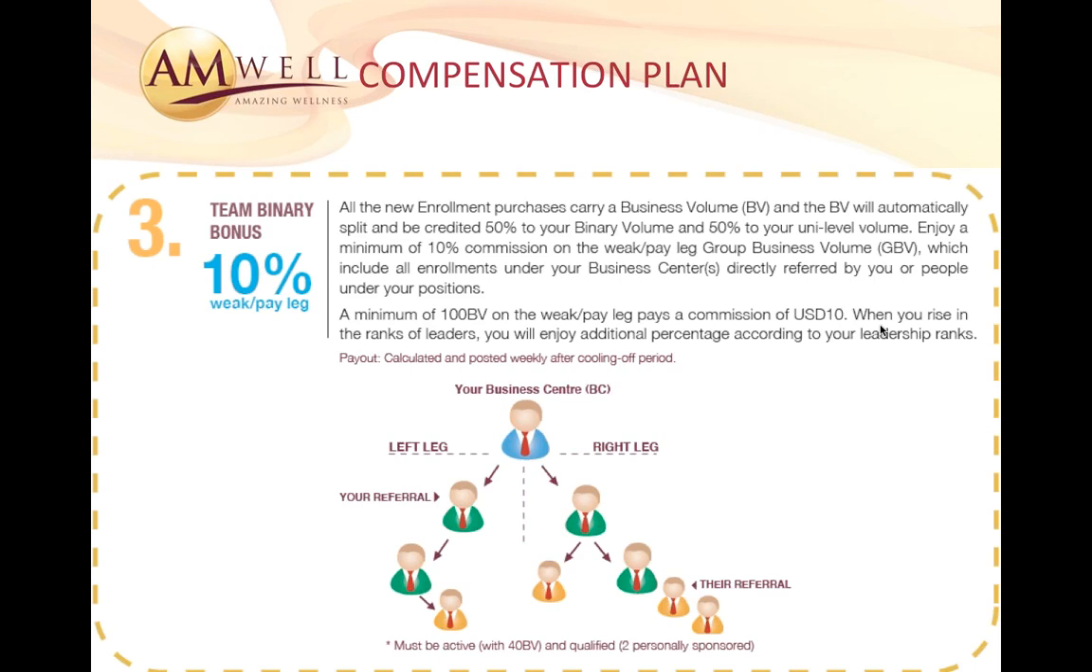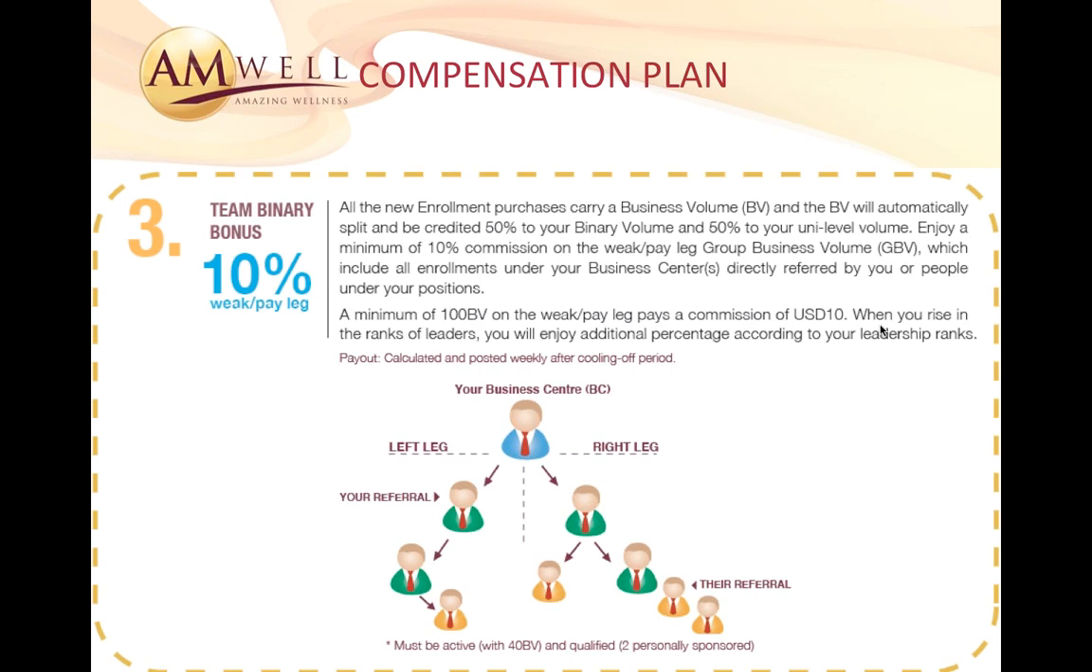Now, when it says people under your positions, that means anybody below you. It can be 15 levels down. It can be someone that you don't even know. It's anybody on the right or left side. All of those members that are in your organization will calculate to help pay you commissions.